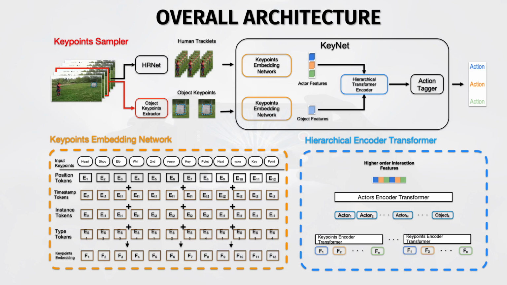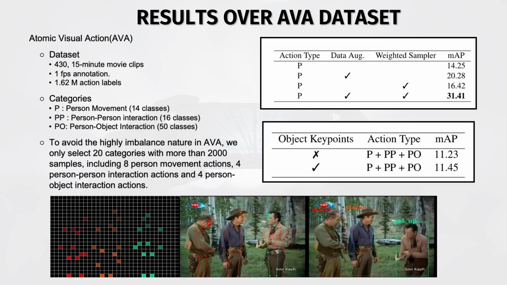And this is our overall architecture, wherein we sample the key points to obtain human and object key points, and this is fed through the KeyNet, which is basically a hierarchical transformer network that is able to combine and learn higher order actor-object interactions using just key point data. And here are some results over our data set. We find that using object key points is able to compensate for the loss in context, improving the performance. In the paper, there are additional results over JHMDB and Kinetics 16 datasets.